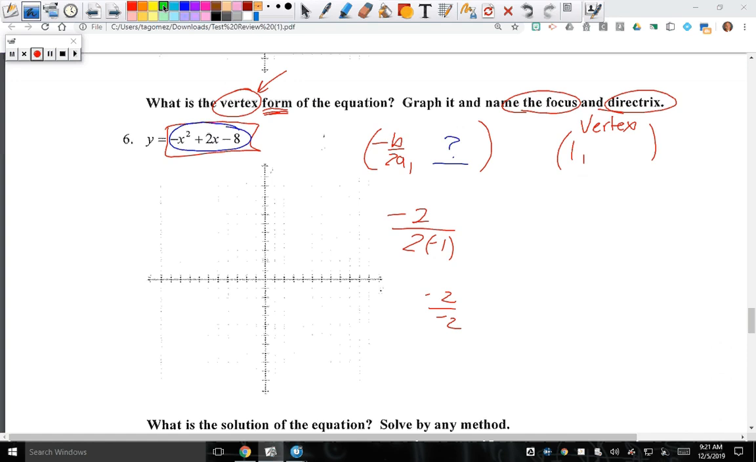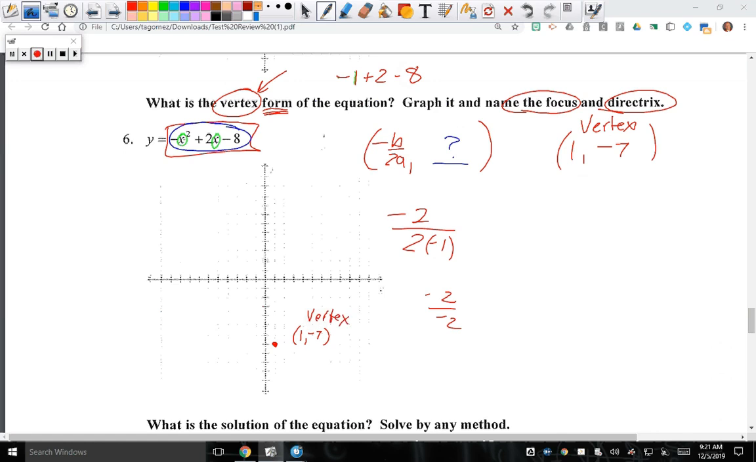So if I plug in a positive 1 for x here and here, 1 squared is 1 times a negative gives me negative 1. Now I'm showing the work because it's a non-calculator. Okay? 2 times 1 is 2, and then we'll subtract 8. What do I have? Negative 7. So my vertex is 1, negative 7. This is my vertex.